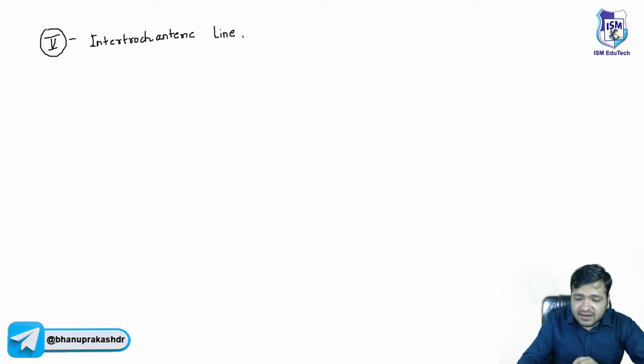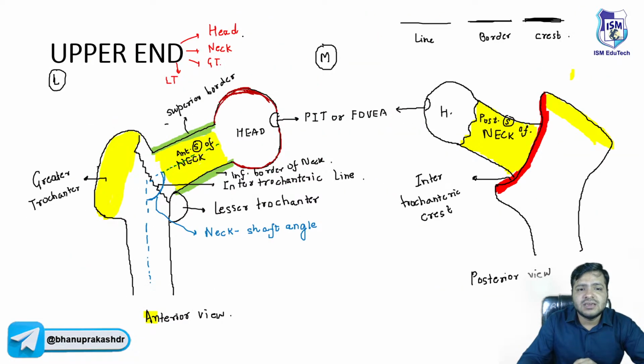Kriti, very good बेटा. Intertrochanteric line. आप खुद देखिए बेटा, ये आगे की तरफ प्रेजेंट है ना. अगर मैं ये वाली लाइन की बात कर रहा हूं बेटा, दिस इज इंटरट्रोकैंट्रिक लाइन. इंटरट्रोकैंट्रिक क्रेस्ट बेटा पीछे की तरफ होता है.